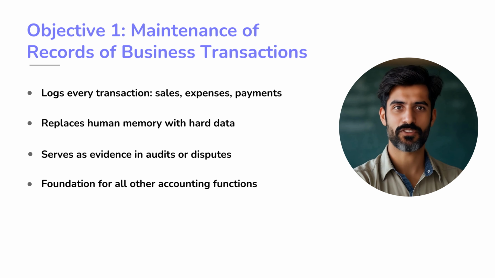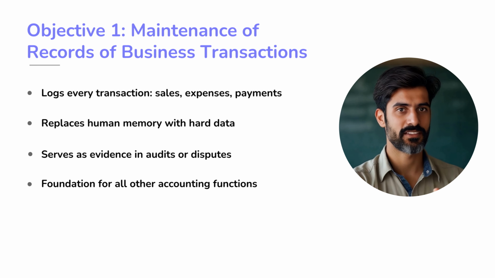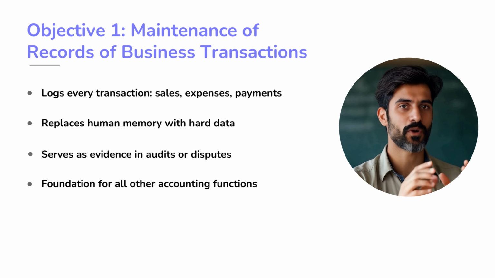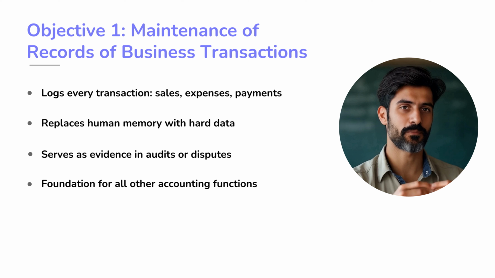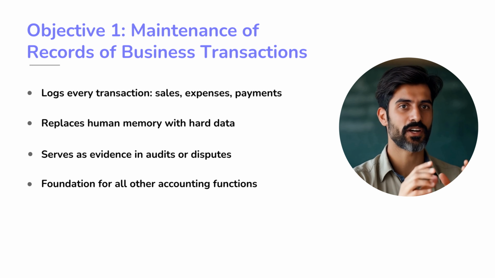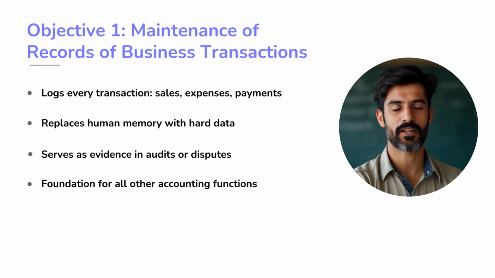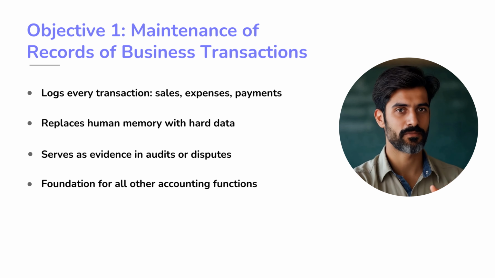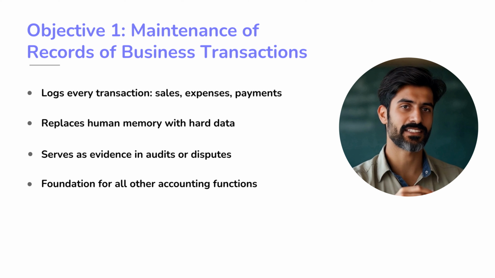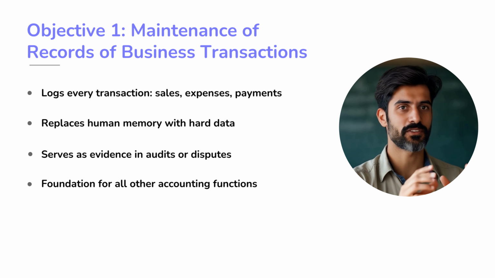The first and most basic goal of accounting is to maintain a systematic record of all business transactions. Why is this important? Because even the smartest CEO can't remember every transaction over weeks or months. Accounting provides a written, verifiable trail of all activities, whether it's buying goods, paying wages, or receiving income. This not only helps in future reference, but also serves as evidence in audits or disputes.